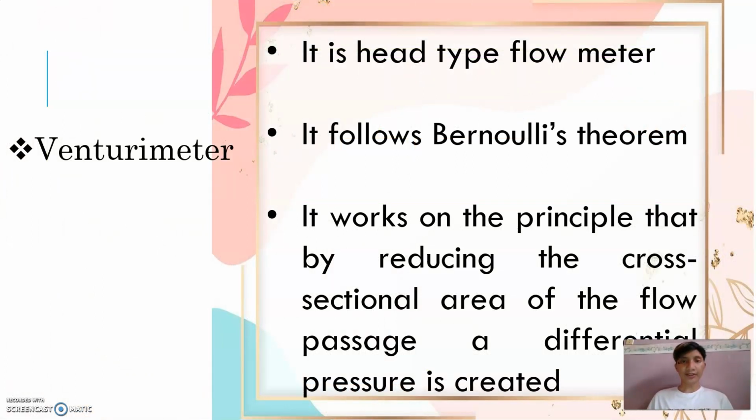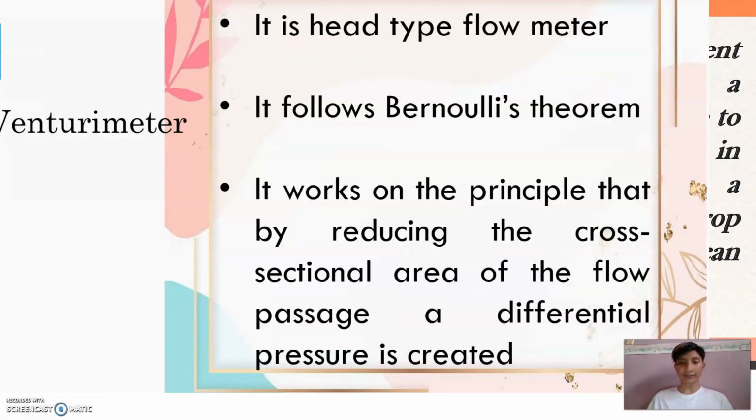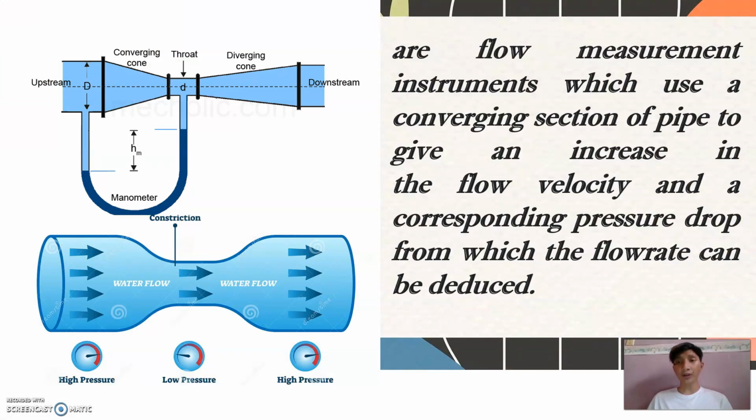Venturimeter. It is a head-type flow meter. It follows Bernoulli's theorem. It works on the principle that by reducing the cross-sectional area of the flow passage, a differential pressure is created. Our flow measurement instruments use a converging section of pipe to give an increase in the flow velocity and a corresponding pressure drop from which the flow rate can be deduced.